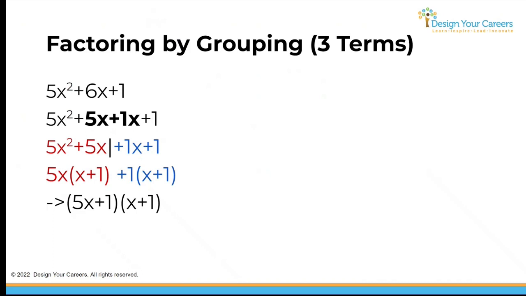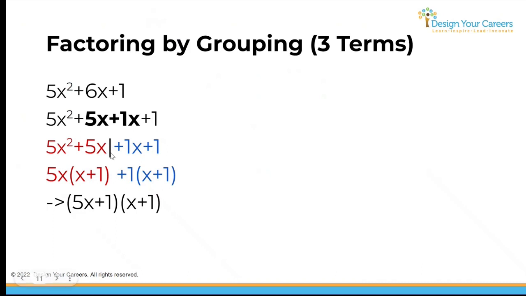Okay, so the only two factors of 5 actually are 5 and 1, right? And those add up to produce 6. 5 plus 1 is 6, and 5 times 1 is 5. Okay, so as we can see here, we split it into 5x plus 1x. Look at the way I ordered it. I put 5x first and then 1x. But don't worry about it, because it doesn't matter, okay?